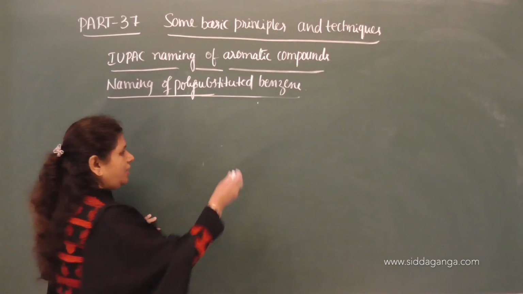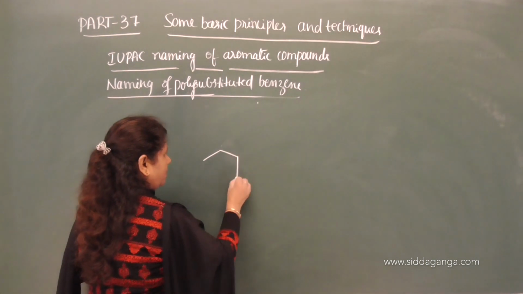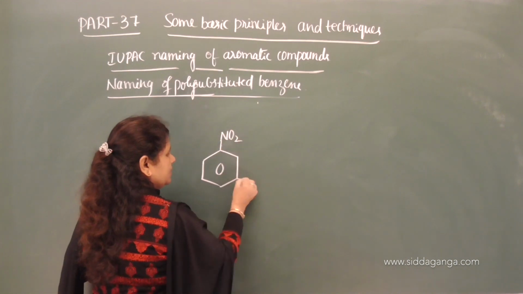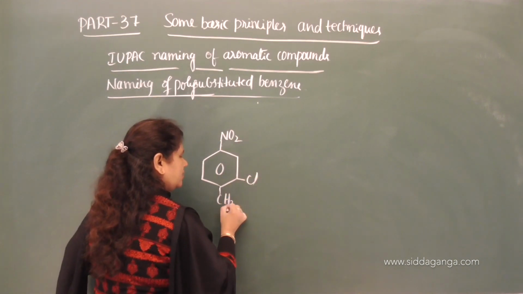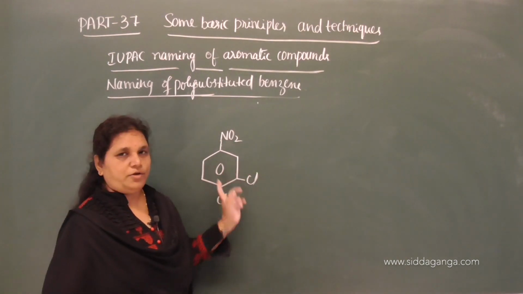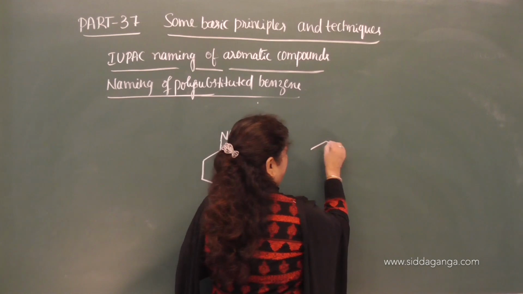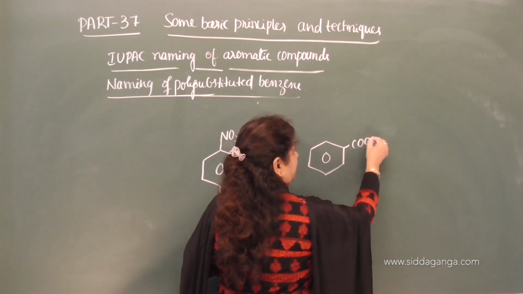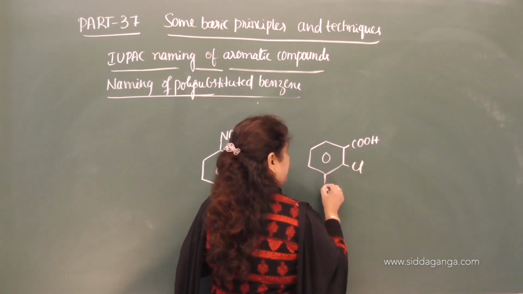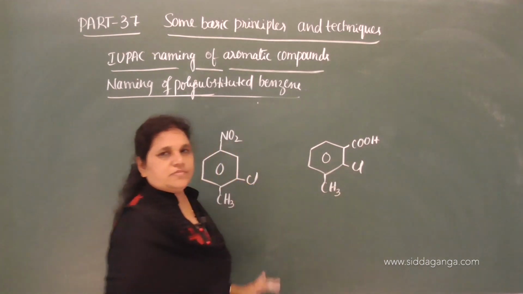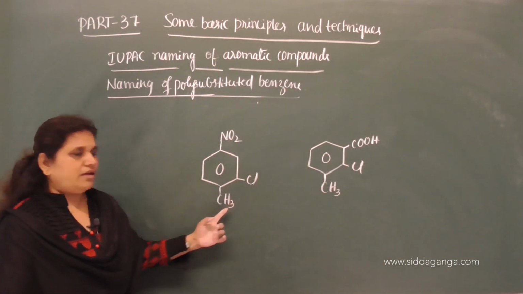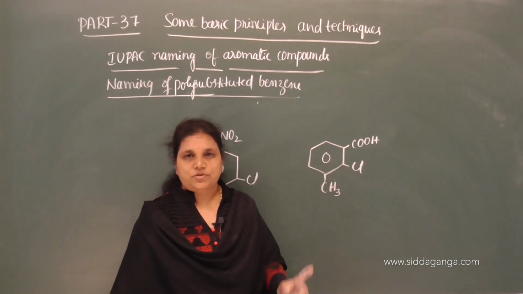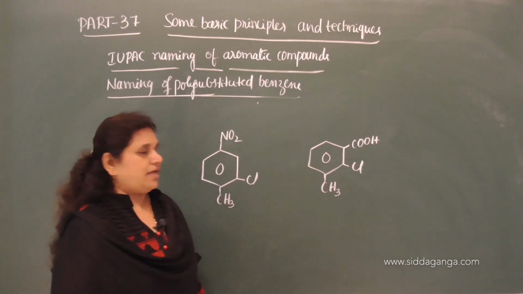Okay. Now let me give the example here. NO2, Cl, CH3. So 3 substituent groups are here, and COOH, Cl, CH3. See, all the 3 are substituent groups here. In the second one, one is a functional group and the two are substituent groups, and one more example I will give later.